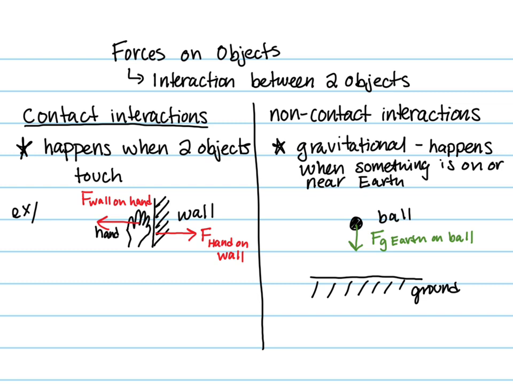But remember how I said all of these forces, because they're interactions between two objects, come in pairs? Well, there's another force here, but it's actually on the ground from the ball. So the ground is actually being pulled up towards the ball. The ground, like Earth, is so big and so massive, it doesn't move like the ball does. So we see the ball fall to the earth instead of the earth going up towards the ball.